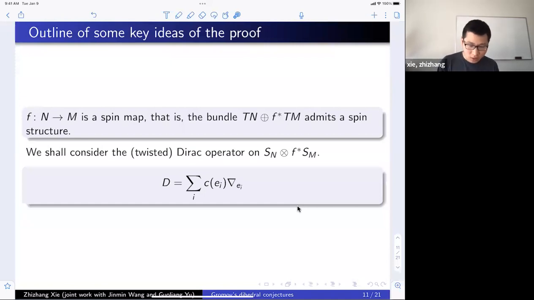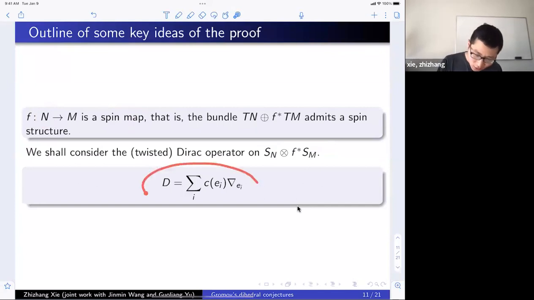First, let me explain what I said, what is a spin map? The spin map just means that this bundle, not just N itself or the tangent bundle of M, as I said, it's an assumption that they together form a spin structure. In particular, together there is a spin bundle over the manifold N of this form. This is the tangent bundle and this is the spinor. Locally, of course, it makes sense. In order to define this globally, you need the spin map, the spin condition.